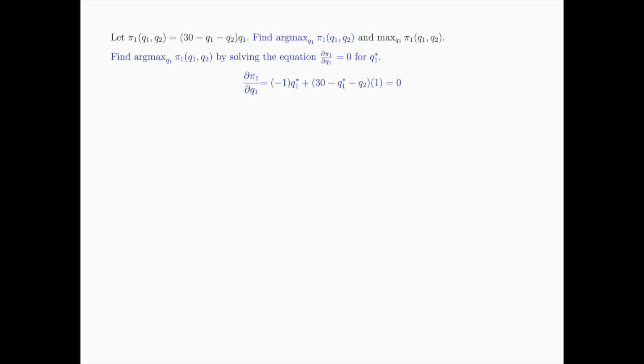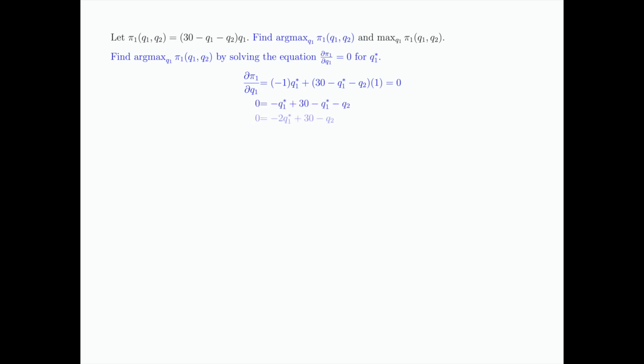If you prefer to distribute the Q1 in pi1 and then differentiate the function, and that does seem to be the common preference, then by all means do so. Both methods are equally valid, so the one you pick comes down to personal preference. You can infer my preference from this example.